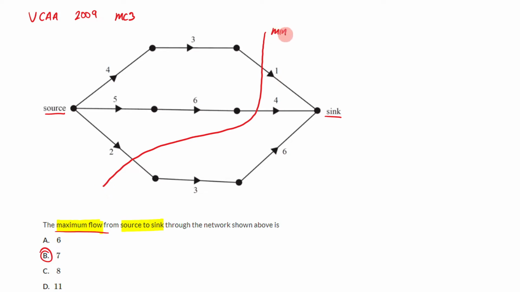this minimum cut going through it is achieving for me what the maximum flow is. Because as you can see, I've separated the source from the sink by going through the smallest weightings. And so 1 plus 4 is 5, plus 2 is 7. So this is the minimum cut method, and this is how it operates.